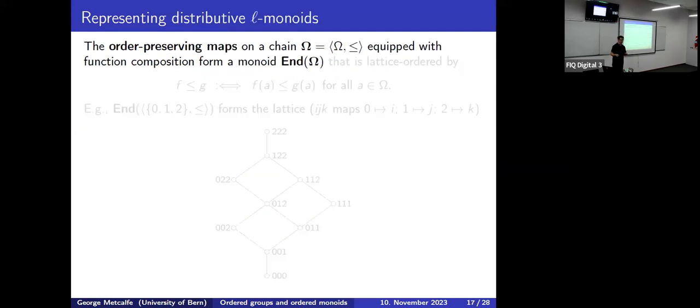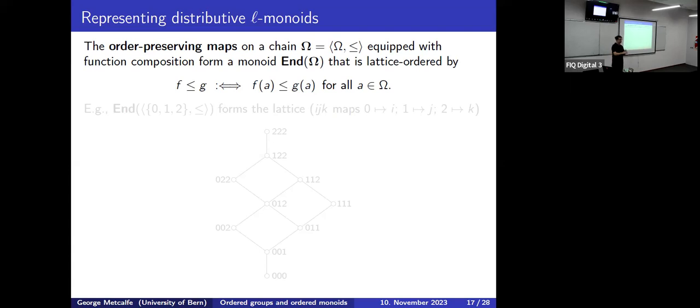What happens if we move now to distributive L monoids? This is quite nice. We just move away from bijections to order-preserving maps. So the order-preserving maps on a chain equipped with function composition, well, now they form a monoid, but you still have the identity map, you still have closure under composition, but of course the inverses don't exist in general. But we call this End of Omega, and this is again lattice ordered in the same way. So this is an example of a distributive L monoid.